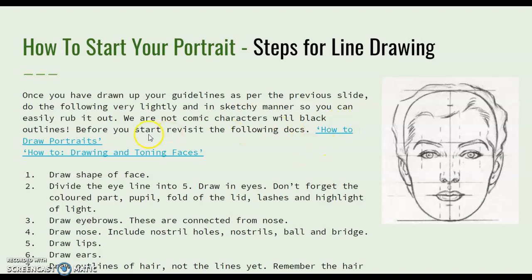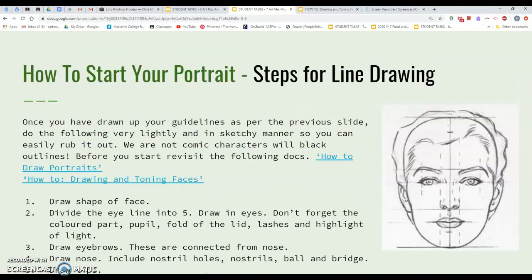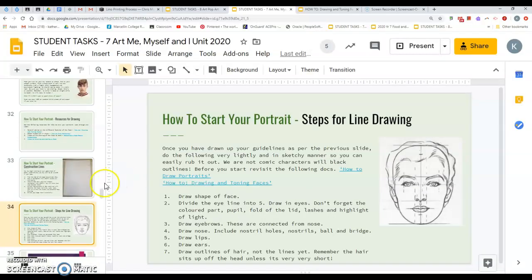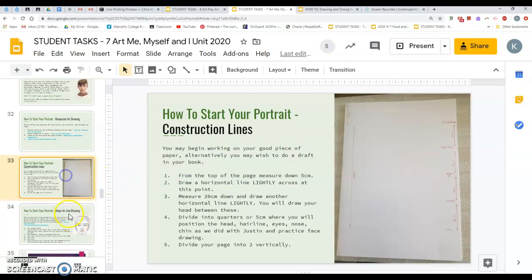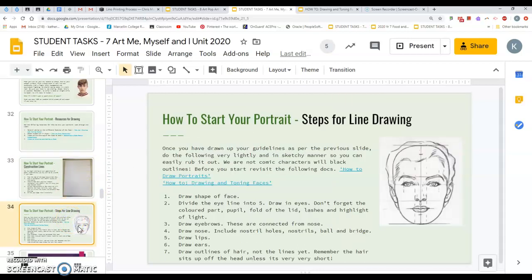So some links to those documents again in case. And just an order of what I suggest that you do: the face, eyes, eyebrows, nose, lips, ears, outlines of the hair. Okay. Another reminder too, as I said before, turn it to black and white. It would be much easier to draw. In the coming days, I'll add another slide that says toning, but in the meantime, just try and get that right.